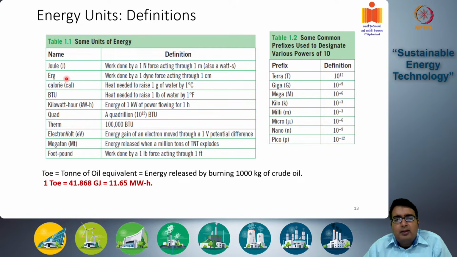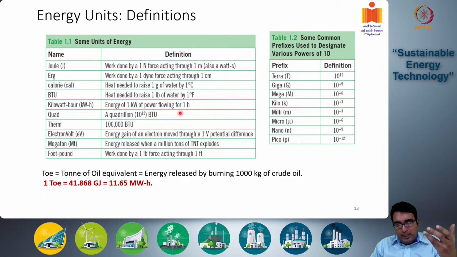Then we look at a very common unit of energy when it comes to power plants, power production, which is kilowatt hour. This is the energy of 1 kilowatt of power flowing for 1 hour. Suppose you have an electrical power station which is generating energy at the rate of 1 kilowatt. Remember, 1 watt is joules per second. So 1 kilowatt is 1000 joules per second. So in 1 second, that power plant is producing 1000 joules of energy, usually in terms of electricity.